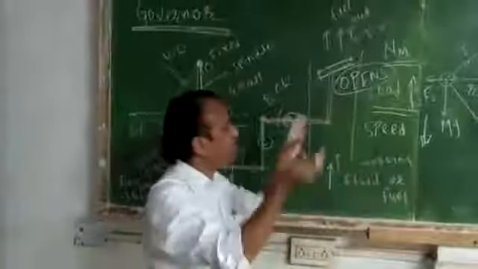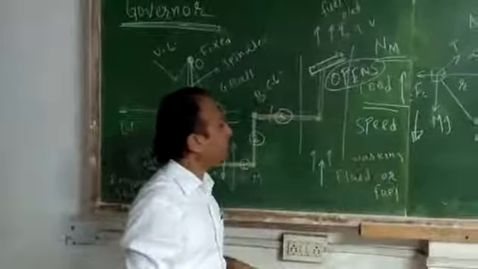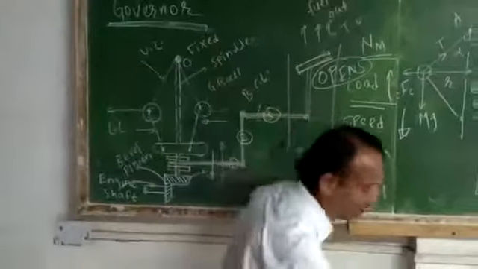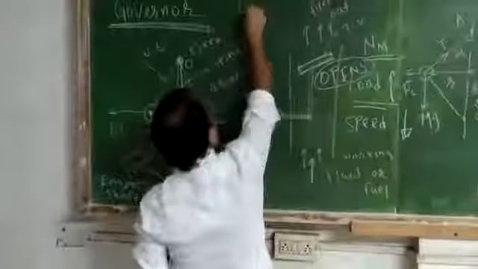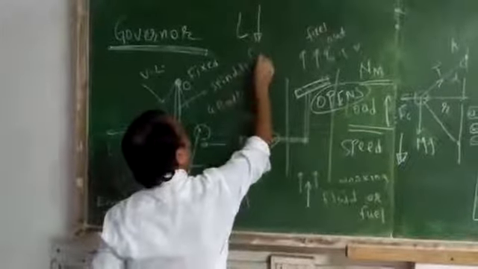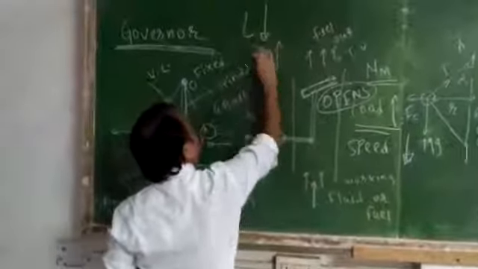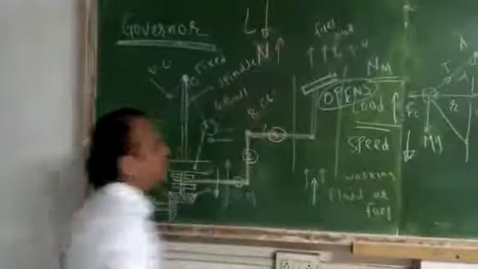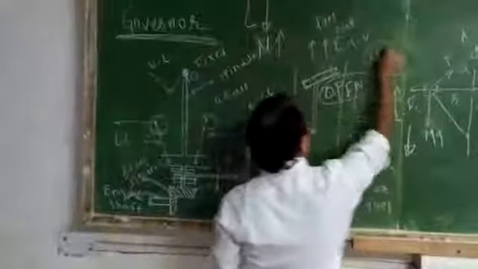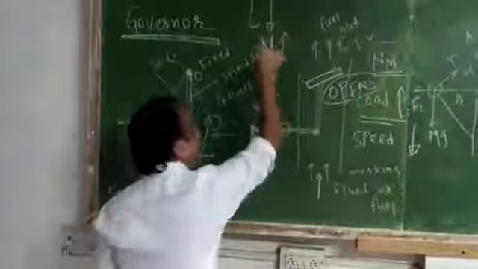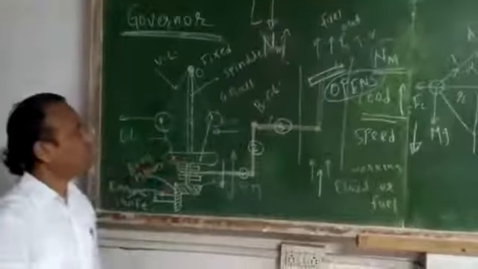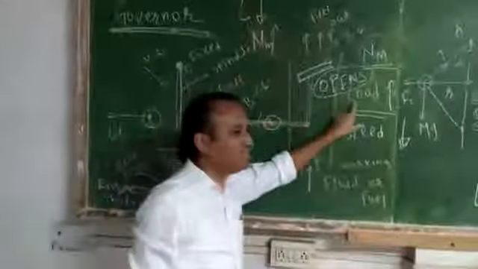So if extra fuel is supplied to the engine, what will happen? The load on the engine will decrease, so the speed of the engine will increase. That is, the speed of the engine is increased, and that will be attained to a mean or constant speed. So this is the case when the load on the engine is more.